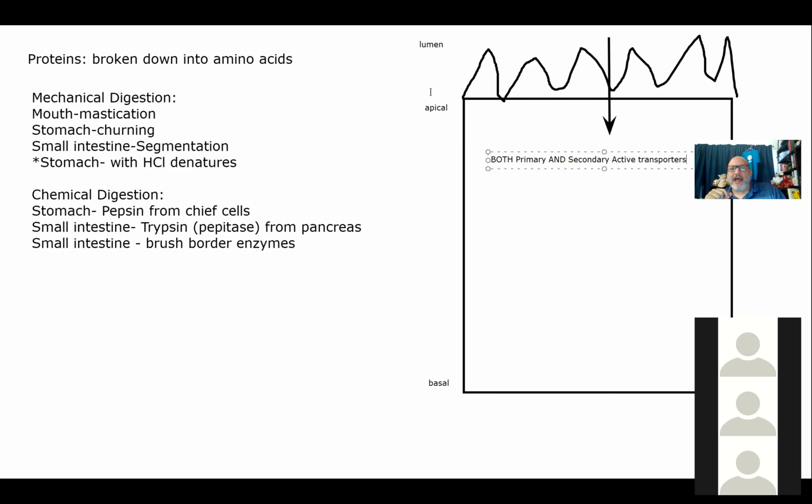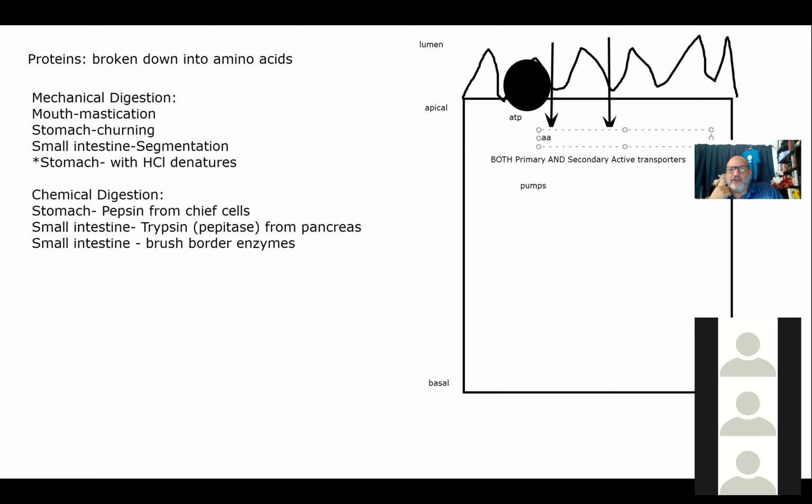Right. So our primary active transporters, remember, are going to be things like pumps. Pumps directly use ATP. So an ATP binds to this and it uses the energy of that binding to bring in that amino acid.